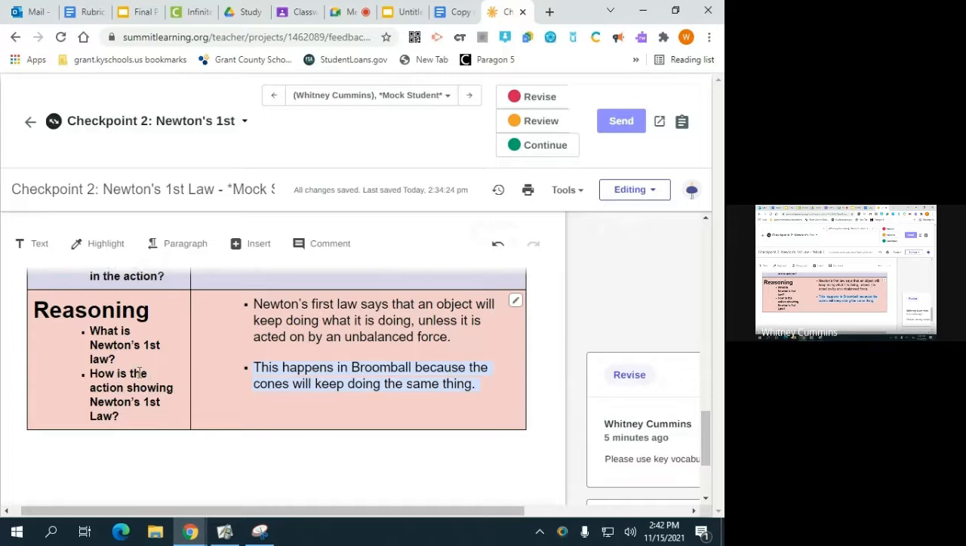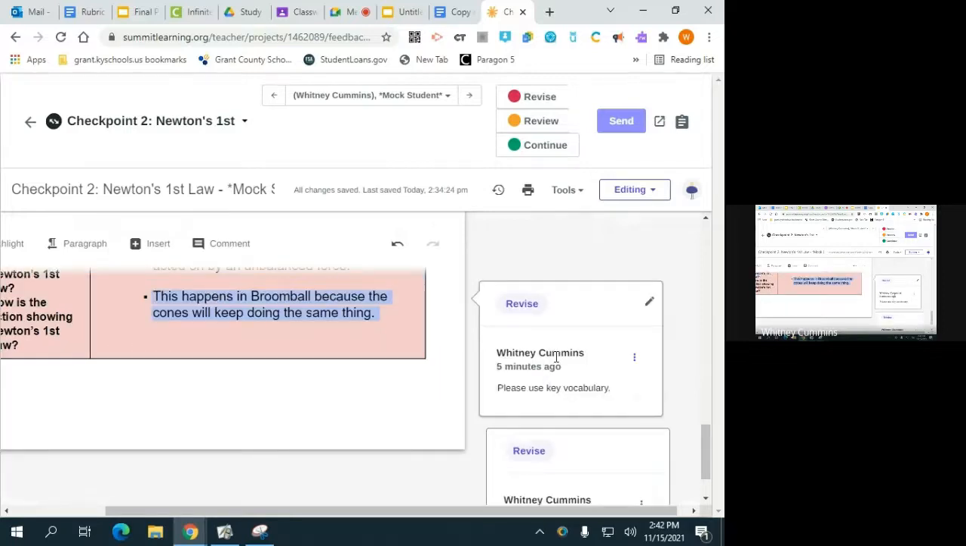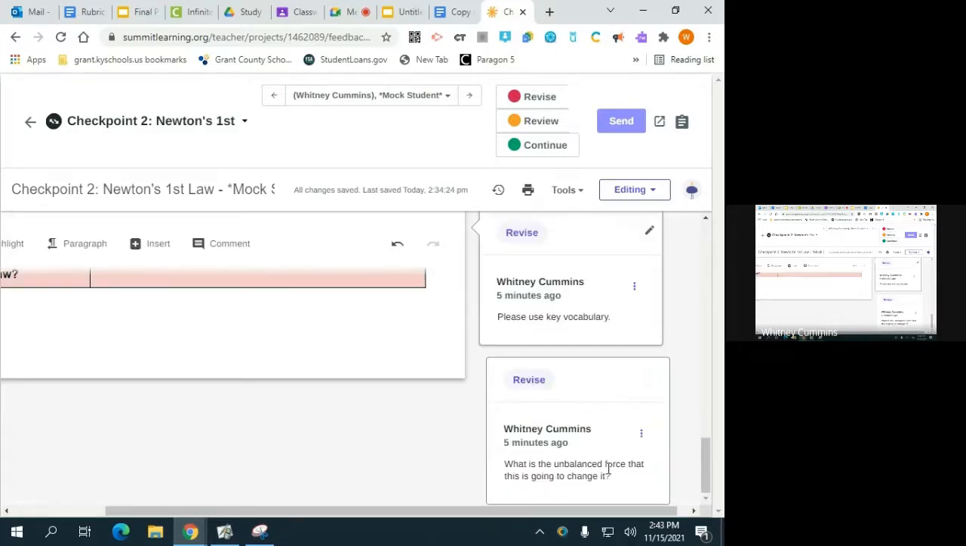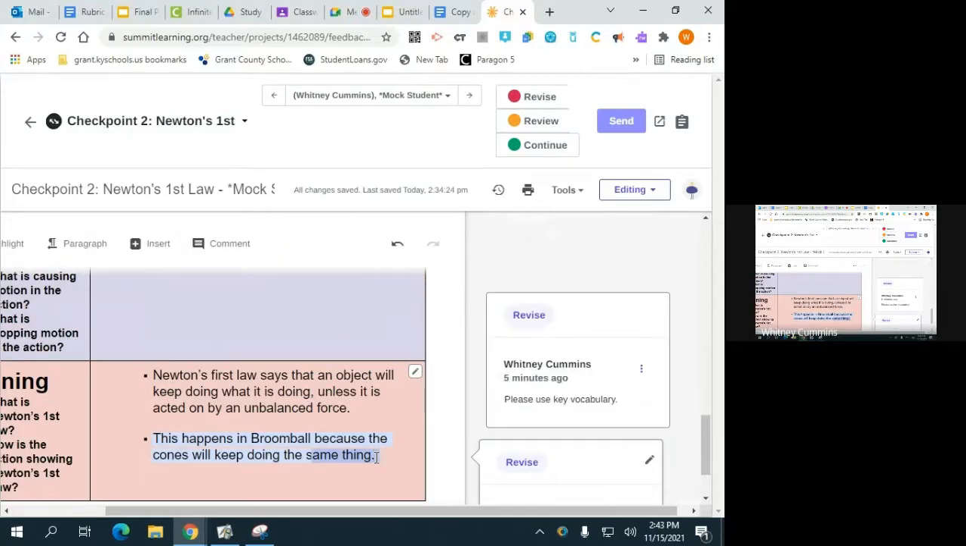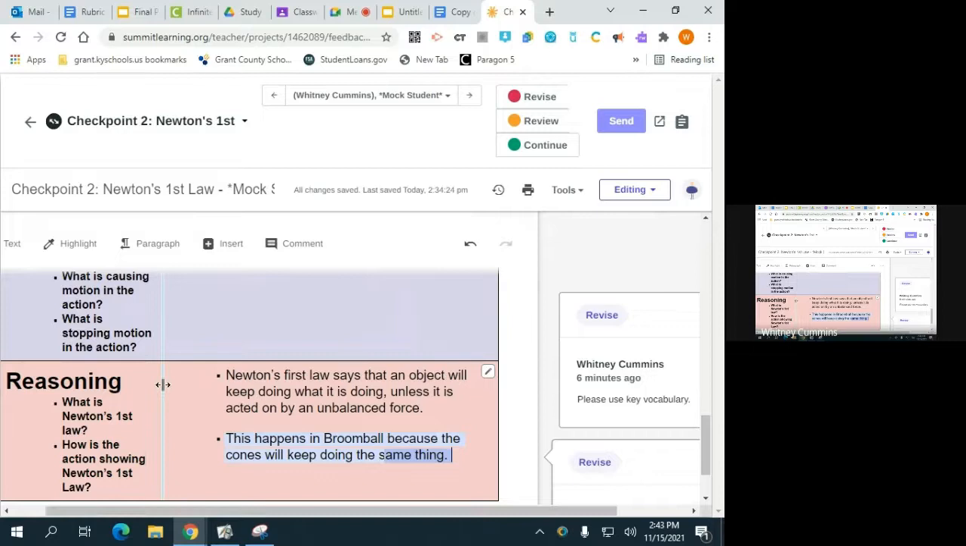And then how is this action showing Newton's first law? This happens in Broomball because the cones will keep doing the same thing. Okay, you'll notice that my description is very weak here. I didn't go into very much detail. So it says, please use key vocabulary. So I want to make sure I talk about balanced and unbalanced. I'm going to talk about forces. And down here it says, what is the unbalanced force that is going to change it? Okay. Instead of saying the same thing, tell me what they're doing. They are going to stay in the same spot, staying at rest. That's going to give me that key vocabulary, until something moves it. Okay. So make sure you're coming back in here and using these notes to help you.